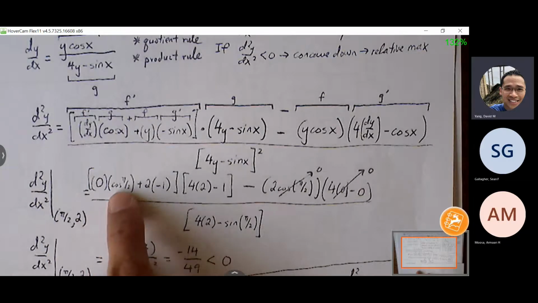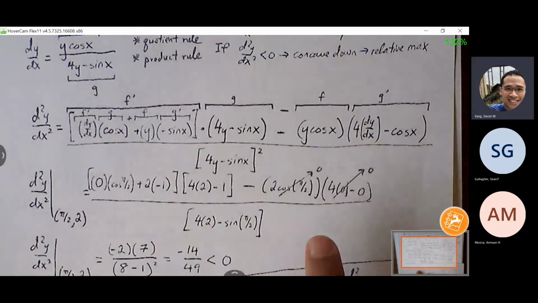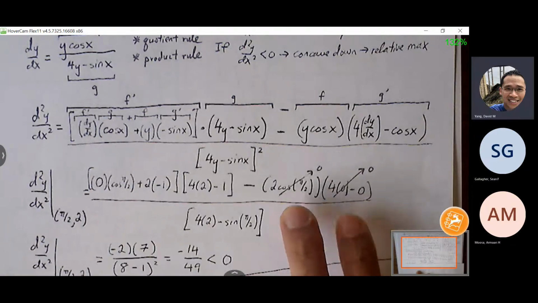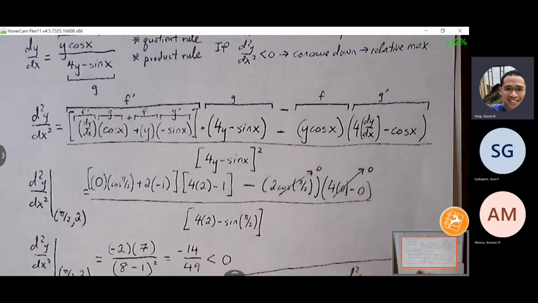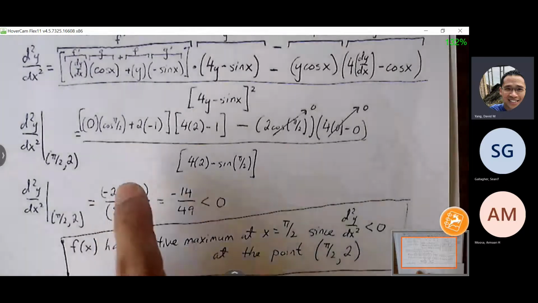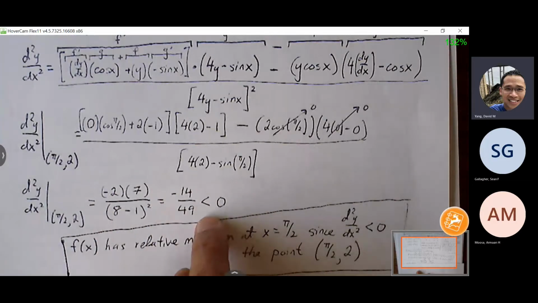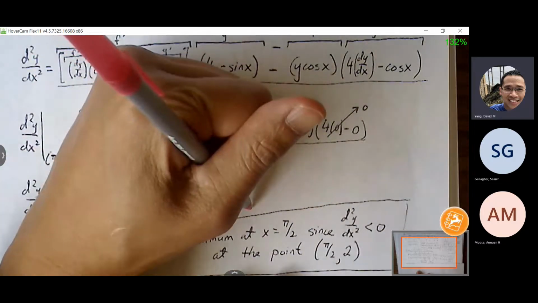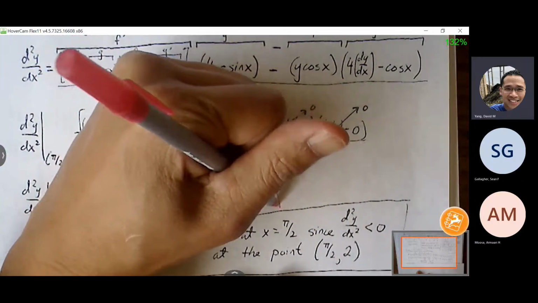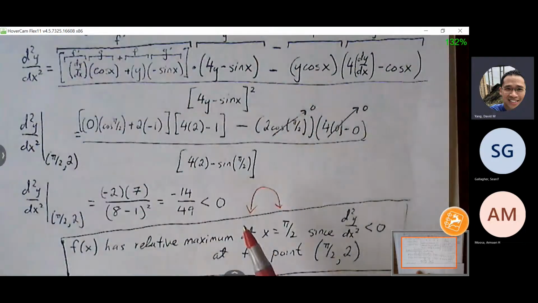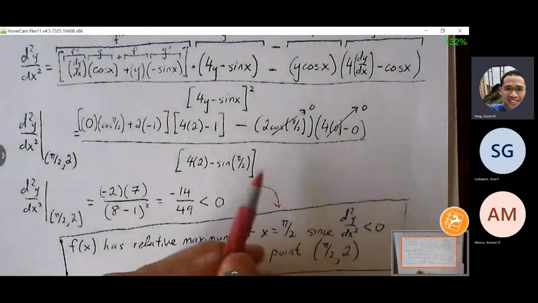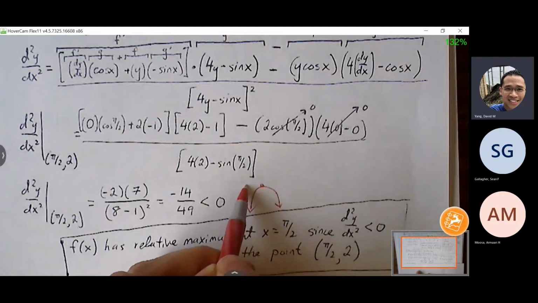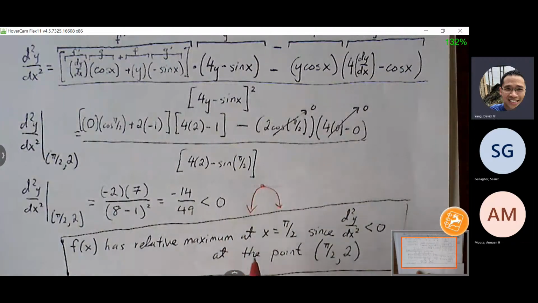So cosine of pi over 2 we know is 0. Cosine of pi over 2, that's going to go to 0. It's going to give us 8 minus 1, which is 7. Okay, do all this cleanup here. We get negative 14 over 49. That's a negative value. Negative value means that we're dealing with second derivative, concave down. So if you're staring at slope 0, but also knowing that it's concave down, you know there must be a relative maximum.